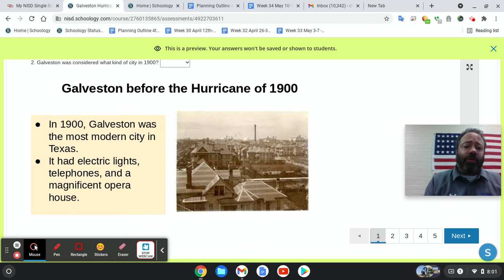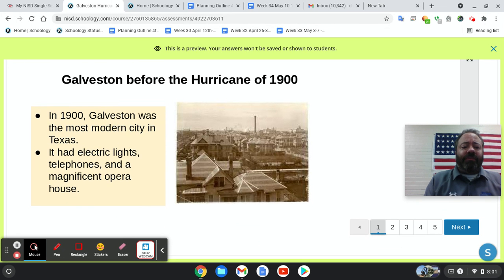It was a modern city, the most modern city in Texas. It had electric lights, telephones, a magnificent opera house. So in 1900, it was the top of the line. It was like the best technology that you could have in the cities at that time.